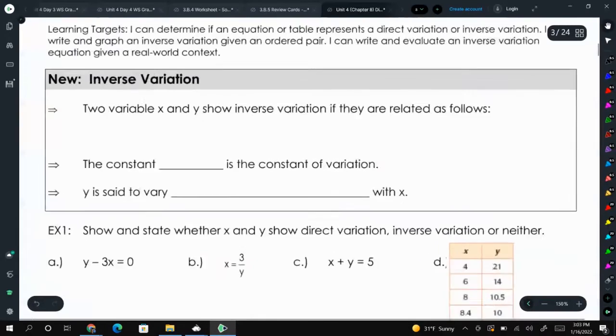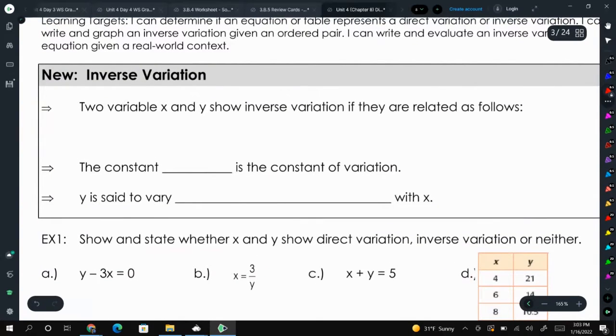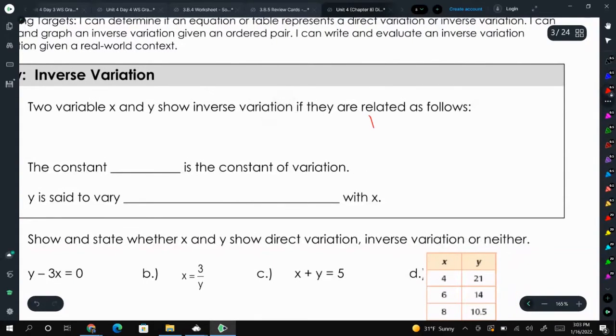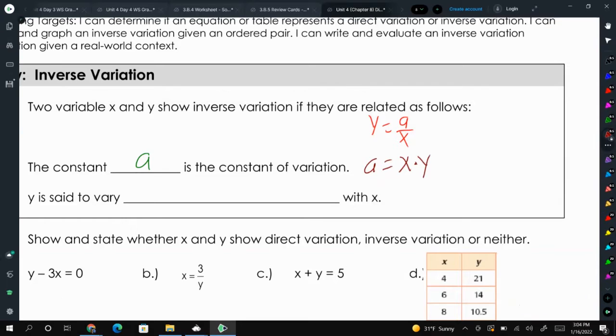Today we're going to be talking about inverse variation. Inverse variation is written as y equals a over x, where a is that constant of variation that we talked about with direct variation. We also have that with inverse variation. Now, something to note with inverse variation is that if we want to find that constant, all we have to do is multiply the x and y values. Whereas with direct variation, to find that constant, we had to divide them.